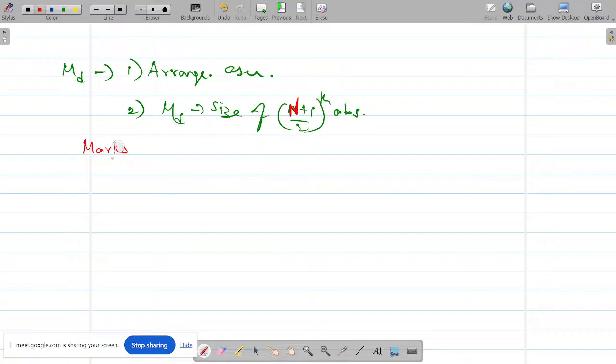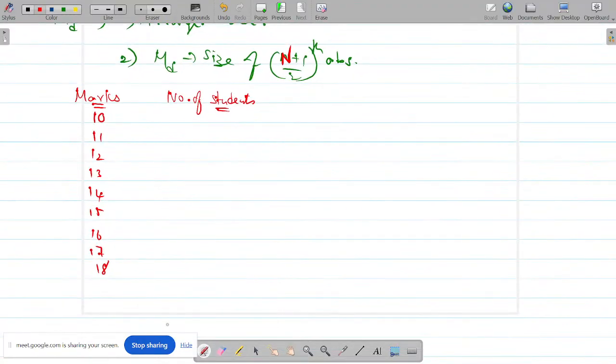Can you get me the values for marks and number of students? Number of students is nothing but frequency, right? Yes, tell me. Starting from 10, 11, 12, 13, 14, 15, 16, 17, 18, 19. Number of students? 75, 50, 30. Right? Yeah. Now let me go for the formula.